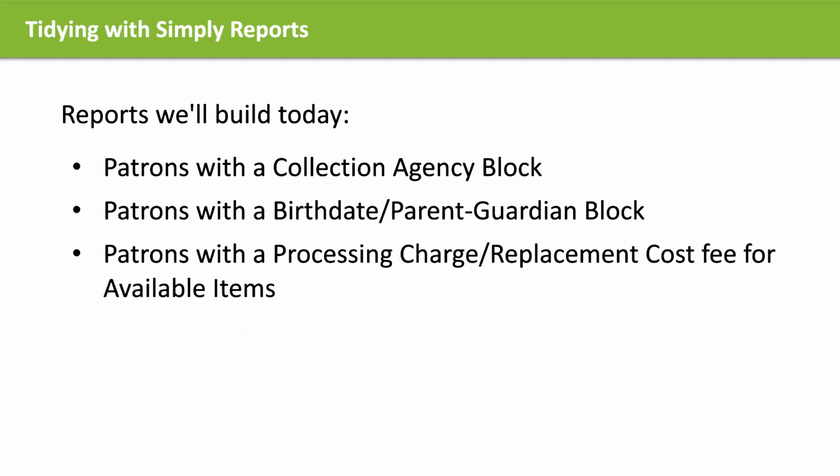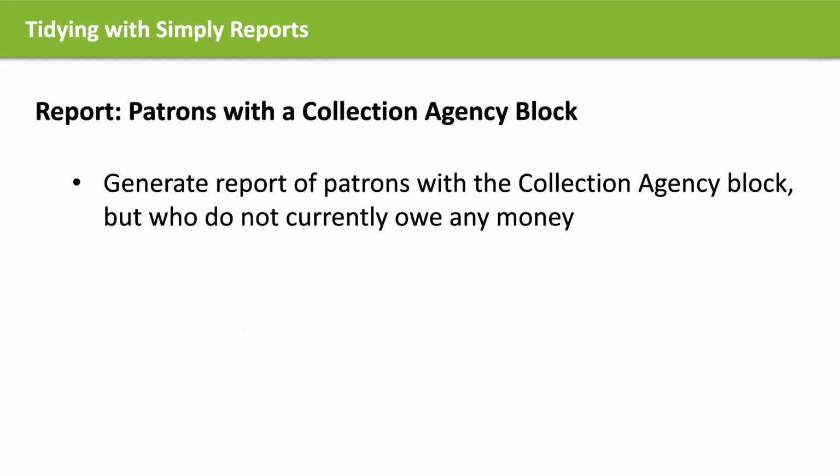And we're going to build 3 sample cleanup reports together that focus on looking for these contradictions. So in our first report, we're going to look for patrons with a collection agency block, but whose records don't meet those block conditions. For this example, we're going to pretend we submit patrons to collections, and we just want to make sure that the collection agency block has been removed from all patrons who have cleared their accounts. So we're again going to look for patrons with a collection agency block, but who do not owe any money.